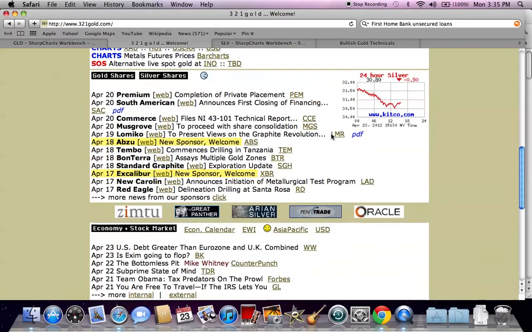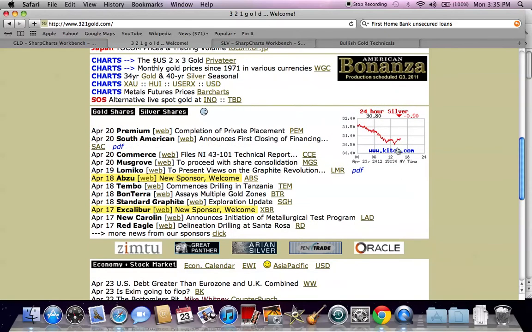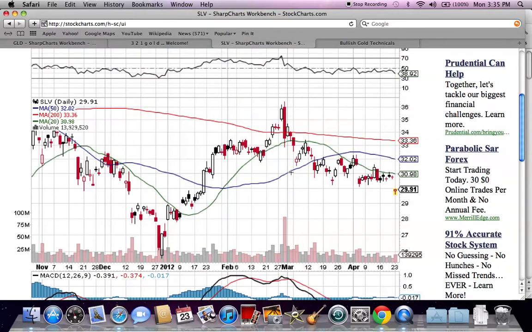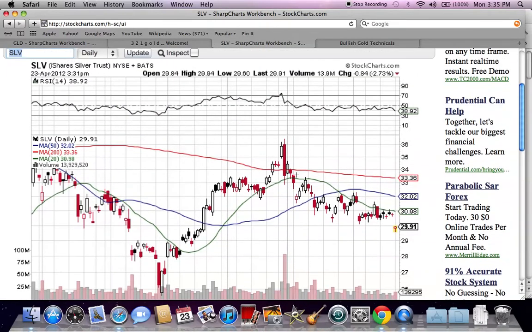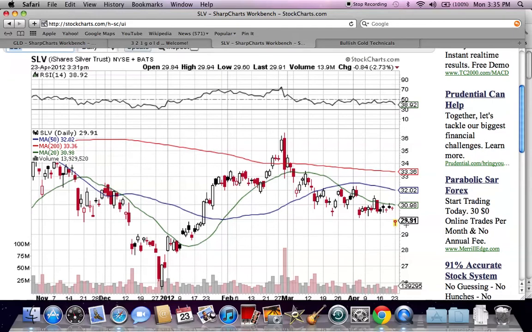If you look at silver, silver's not fared as well. Silver's just tanked all day. It's down almost $1. Looking at the silver chart, it's completely different from gold. It just gapped down and has been down almost 3% all day. It just cannot break above its 20-day moving average, which is the green line here. Silver's been a laggard for quite some time.